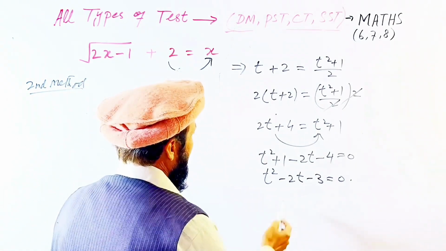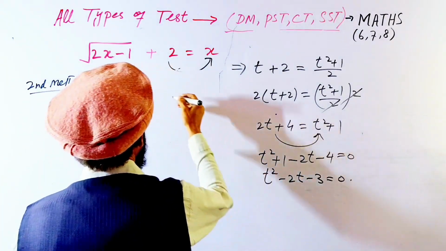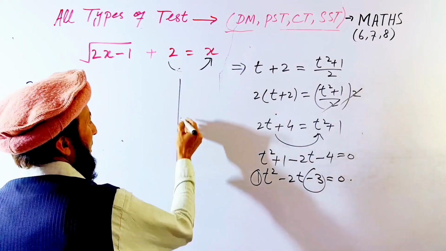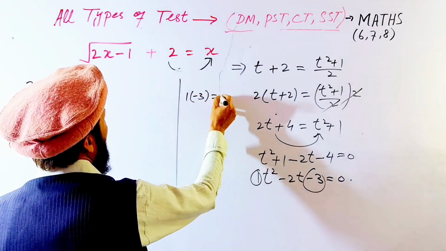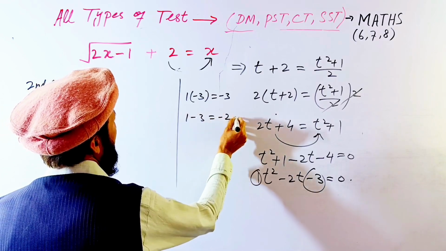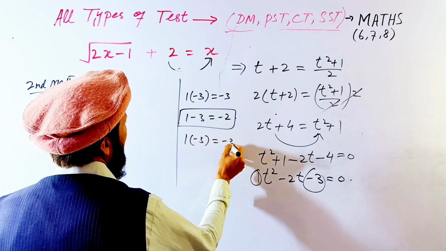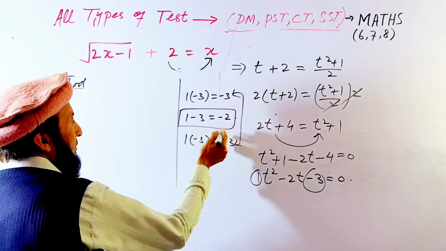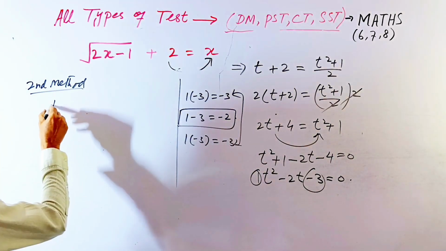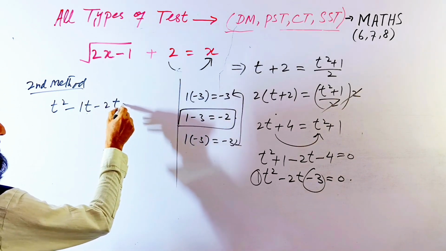Using the factorization method, minus 2 is the required middle term. In this method we multiply the first and the last term. The last term is minus 3, and 1 multiplied by minus 3 gives minus 3. The middle term is minus 2, and 1 minus 3 gives minus 2. So we use integers whose product is minus 3. In the place of minus 2, we put 1 and minus 3. So we can write t square minus 1t minus 2t minus 3.